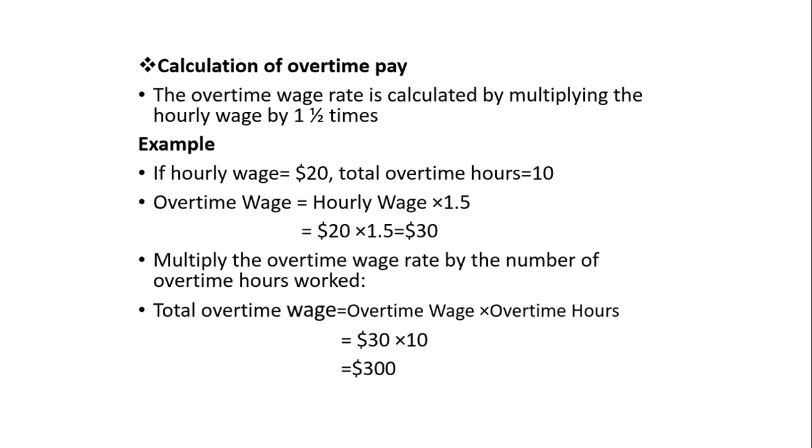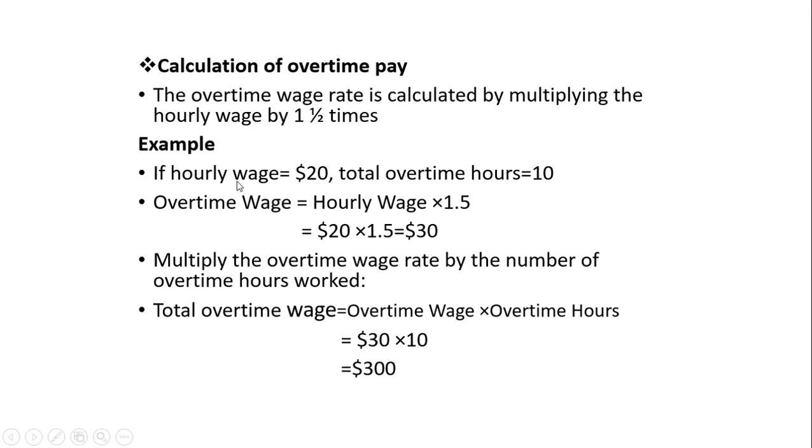So we got 30 as our overtime wage, multiplied by the total overtime hours. Our total overtime hours, as you can see here, was 10 hours. So 30 times 10. Let me go over this. This is what you do.